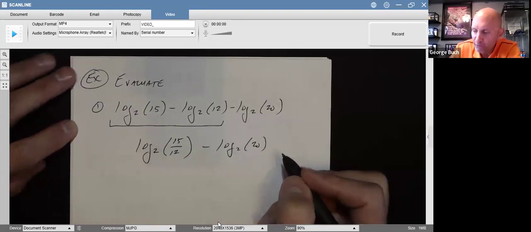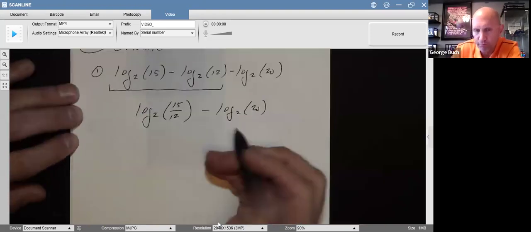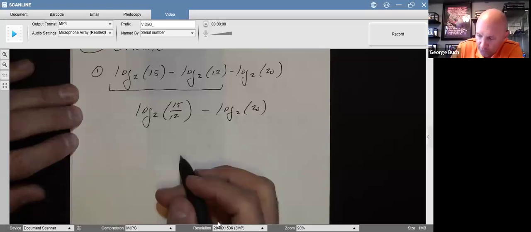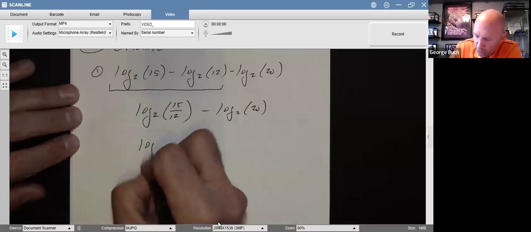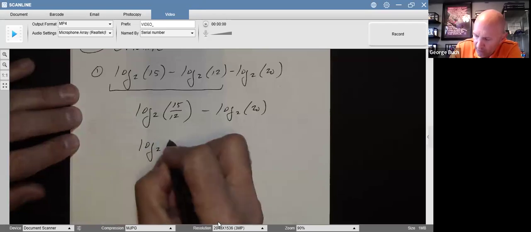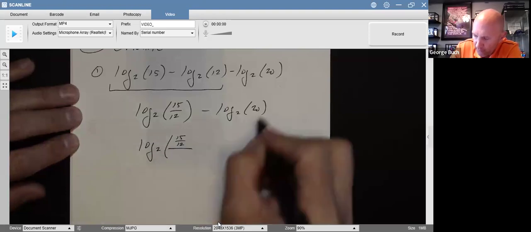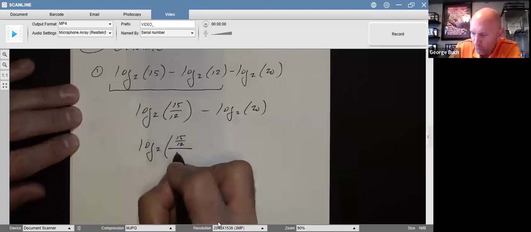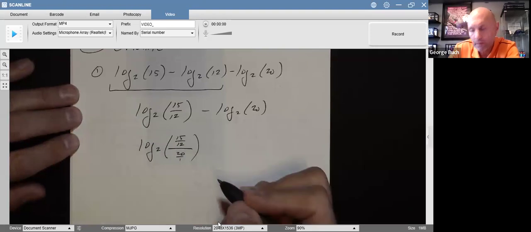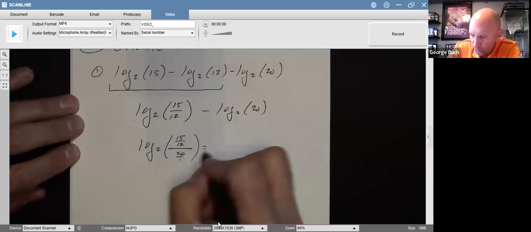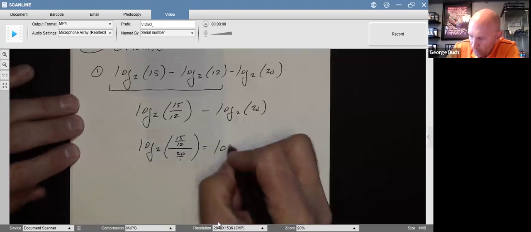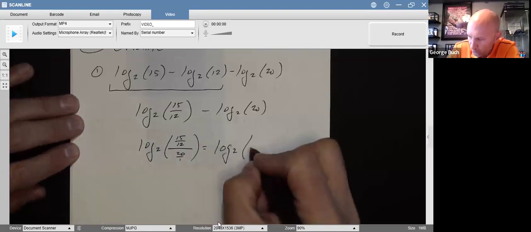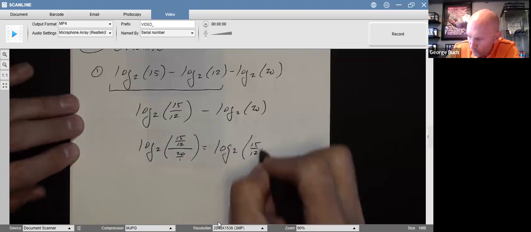And now you have to be careful because you're going to have a fraction with a bunch of different parts. So this is again division. So it's log base 2 of 15 over 12 divided by this guy, 20, or if we want to say 20 over 1. So to simplify this, I can do what? Keep change flip. So this is log of 15 over 12 times 1 over 20.